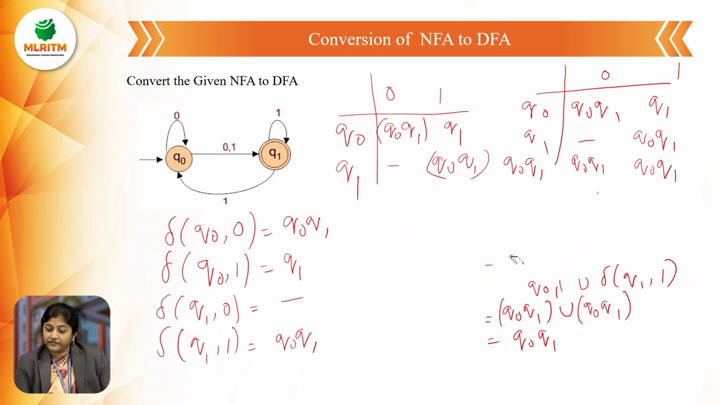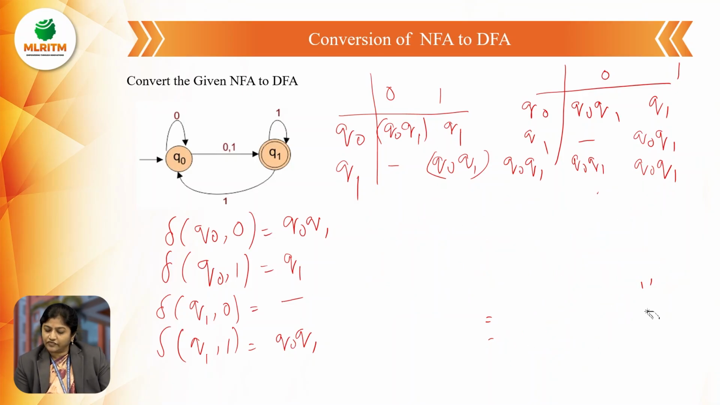For the given DFA, this transition table was for the NFA, and this transition table is for the DFA. Now we need to draw the transition diagram for the DFA. That is the transition table we have obtained, right? That is for the DFA. So what is the start state here? Q0. And what is the final state? Q1. Wherever Q1 is there, that will be a final state.